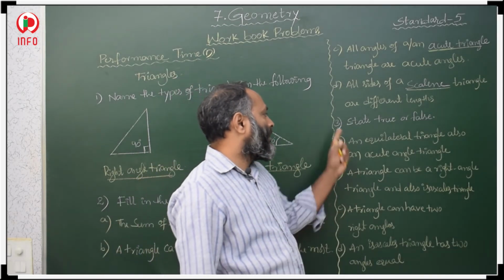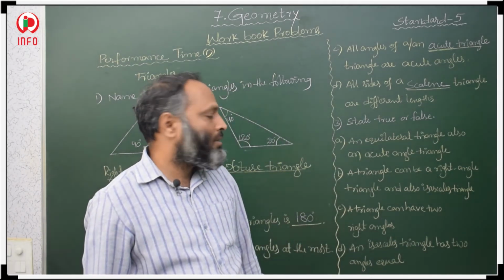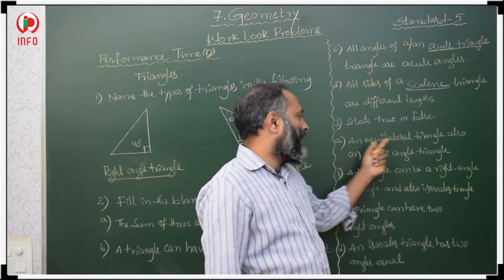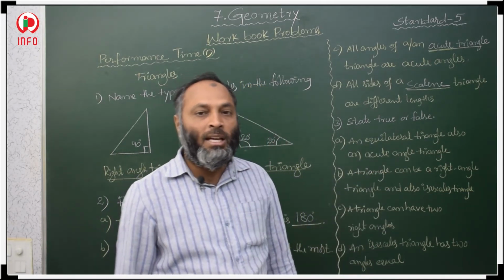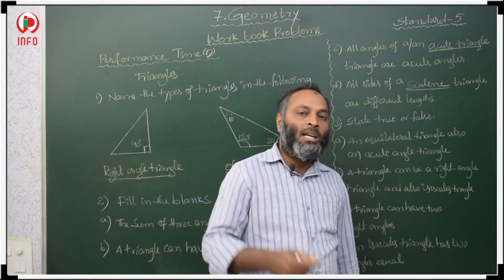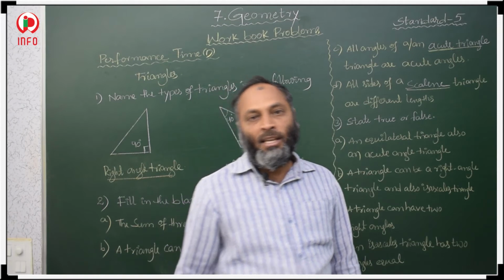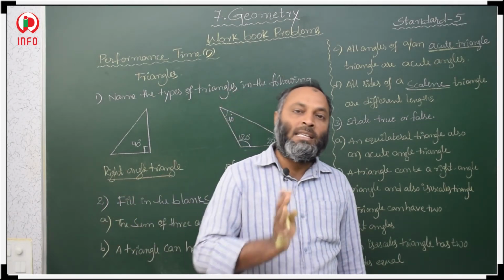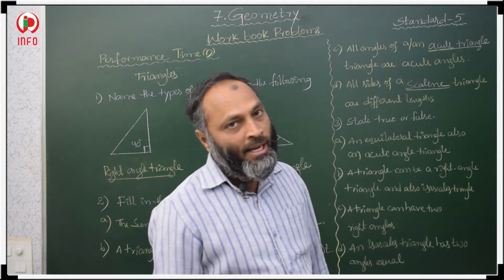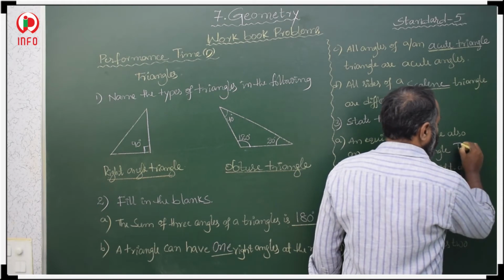Now the third part, true or false. The first one: an equilateral triangle can also be an acute angle triangle. Yes, it is an acute angle triangle. Why? Because in an equilateral triangle, all the three angles are 60 degrees, 60, 60, 60, sum 180. It means all these angles are less than 90, so they are acute angles only. This is true.